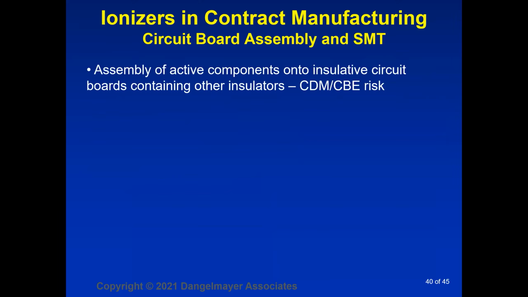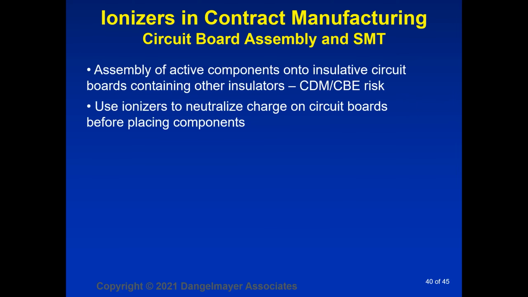In contract manufacturing, we've got circuit board assembly, we have surface mount, we have assembly of components onto an insulated circuit board that contains other insulators. So we have both a CDM, charge device model, and CBE, charge board event risk. So we basically have a lot of insulators that are being put together, and we need to be concerned about the charge on those insulators. We use ionizers to neutralize the charge on the circuit boards before placing components on them. We can do that. We have time before the circuit board comes into the pick and place machine to neutralize the charge.